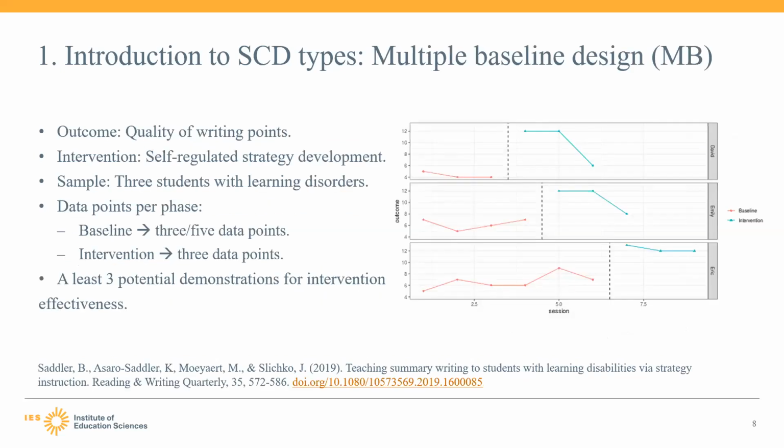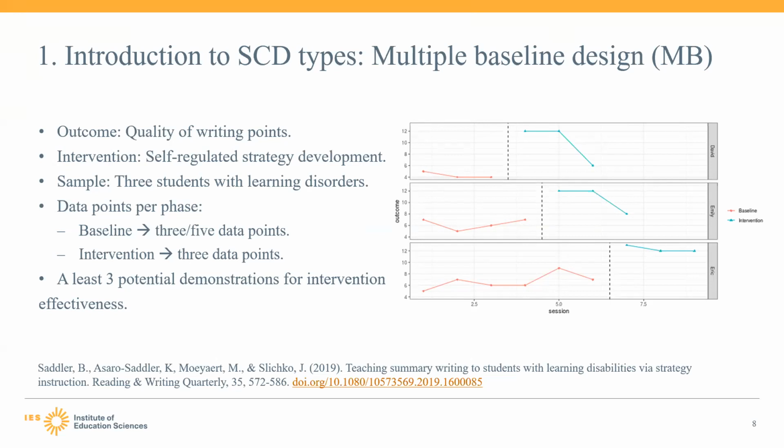The second single case design type for which the design comparable effect size can be calculated is a multiple baseline design across participants, abbreviated by MB. An example of an MB across 3 participants is graphically displayed on this slide. Dr. Sandler and his research team investigated the effectiveness of self-regulated strategy development on the quality of writing for 3 students diagnosed with learning disorders.